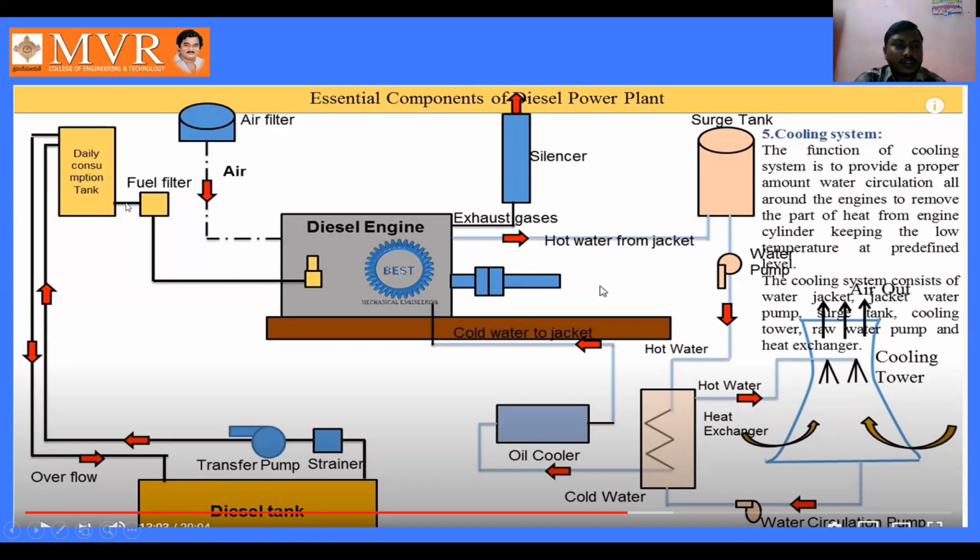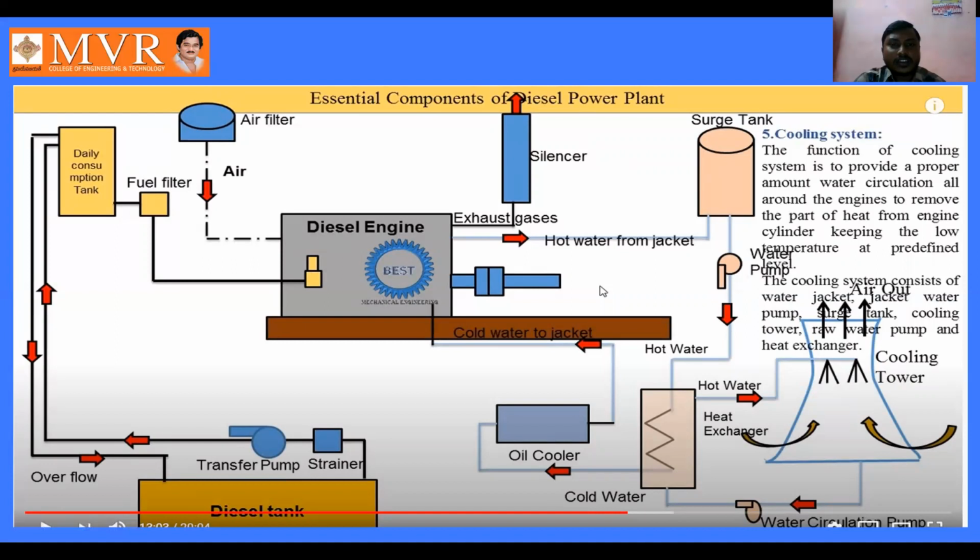From the diesel consumption tank, it is going to enter the fuel filter, and from the fuel filter it is going to enter the fuel injector, and the fuel injector is going to inject or atomize it into the diesel engine cylinders. From the other side we get the air into the diesel engine, and both are mixed here, and combustion takes place.